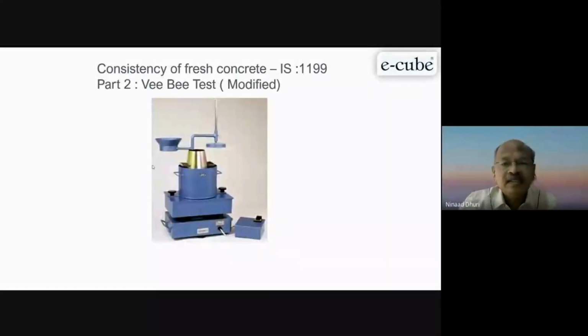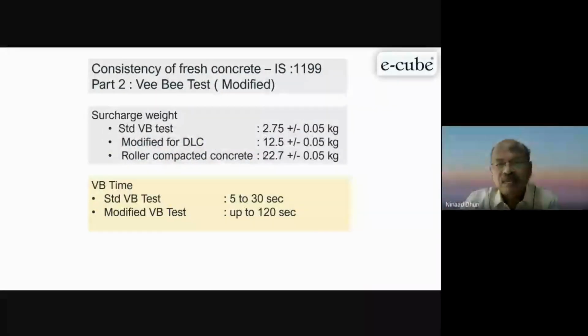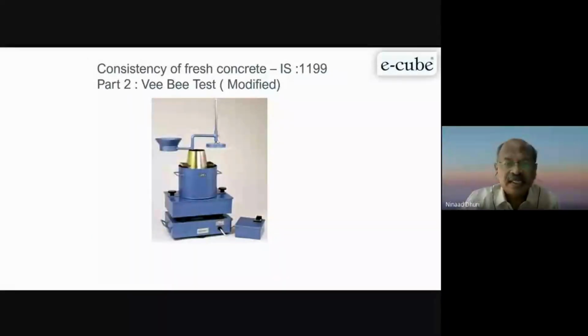See, this is the weight. This is what we are talking about. Now this weight changes with the application: 2.75, 12.5 and 22.7. If you refer to IS code 1199 part 2, it has given this clearly. So this weight is increasing, other things remain the same. And then you vibrate it and find out when the frustum of cone converts into this cylinder. The time taken to convert is called VB time, and that is basically an indication of your vibration limit for the particular specimens.